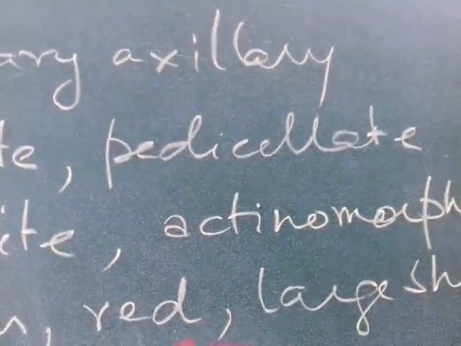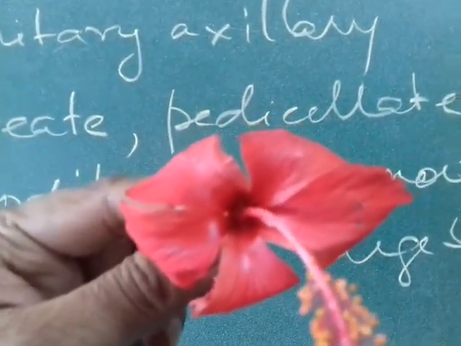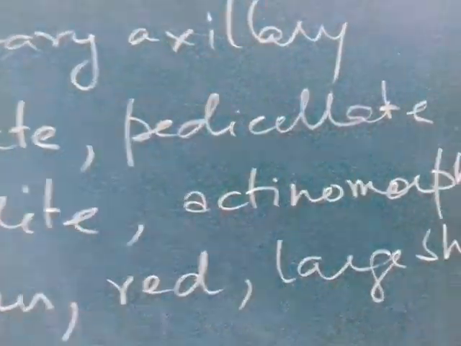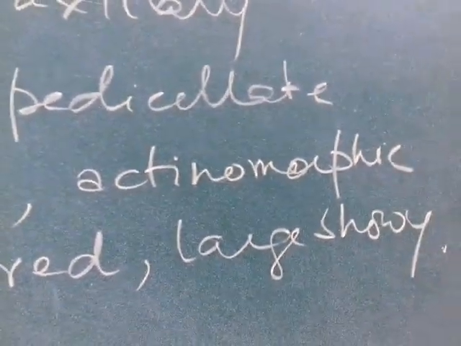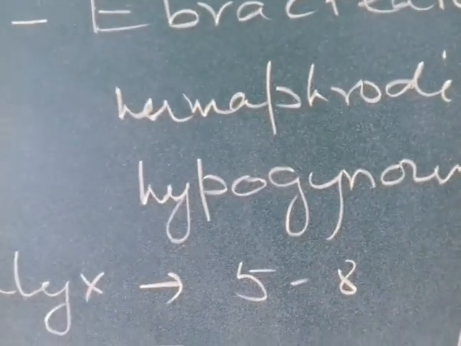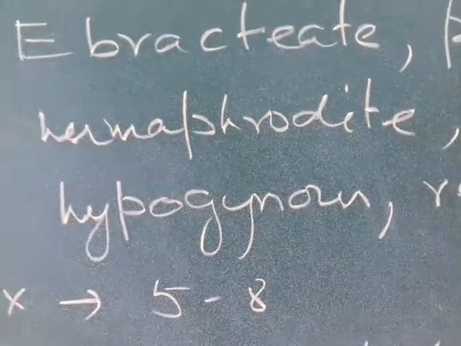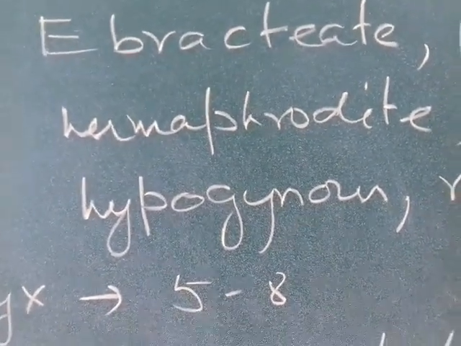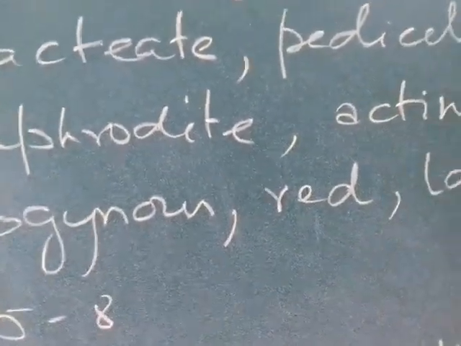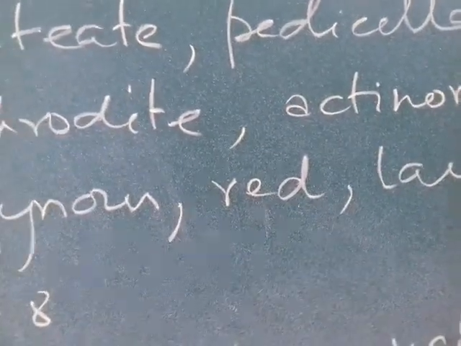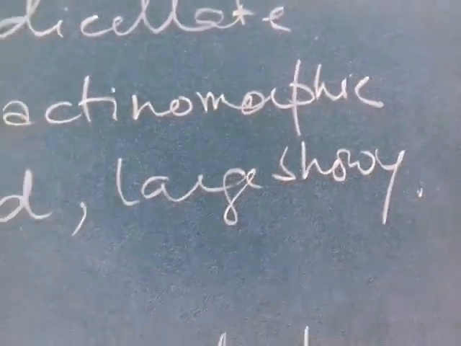Then we say actinomorphic. If you see the flower, from all the radii you can cut it into two symmetrical figures, so that's called actinomorphic. If there is one line of symmetry, we call it zygomorphic, and if there are many lines of symmetry, we call it actinomorphic. Then hypogynous. This means all the other whorls of the flower, that means calyx, corolla and androecium, are below the gynoecium or the ovary. Then we call it hypogynous. This we can see when we dissect the flower. And it is red in color, you have already seen. Now the variations are there, but the native one is red in color and it is large and showy.